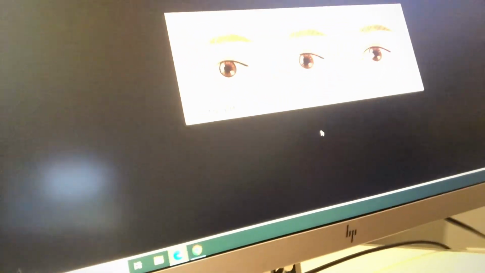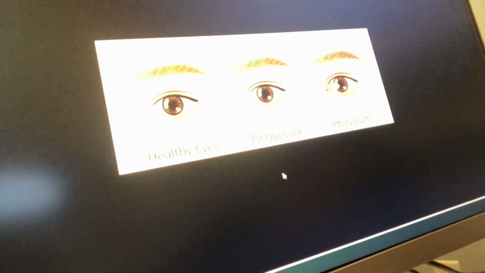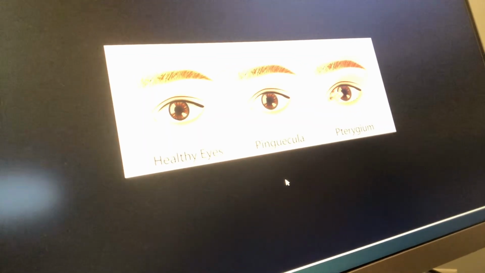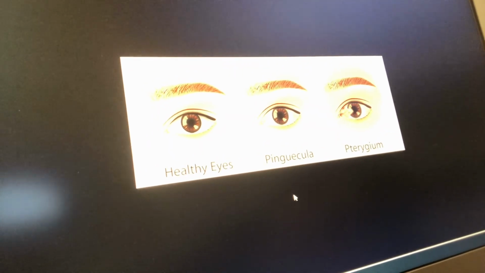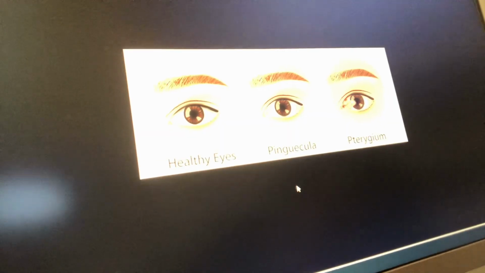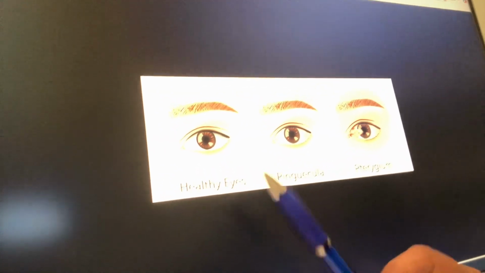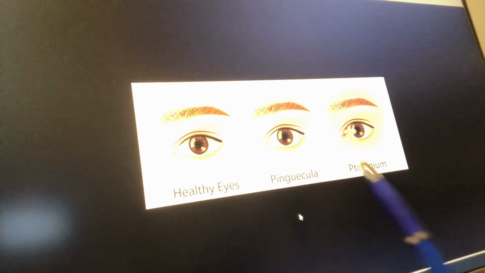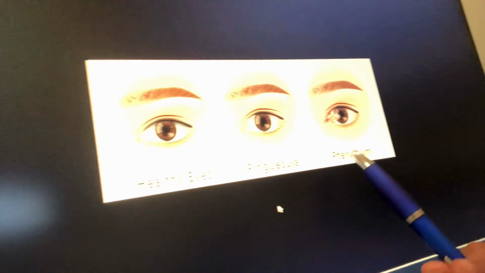So those are the three things, and let me just show you one last time my photo again. Healthy eye, pinguecula in the middle, and pterygium in the corner, the third picture. So healthy eyes, pinguecula, and pterygium. Take a good look at it, and when you come back next time, you would know what I'm talking about when I keep saying, oh, you have a pinguecula, oh, you have a pterygium. So that's all about these two conditions.